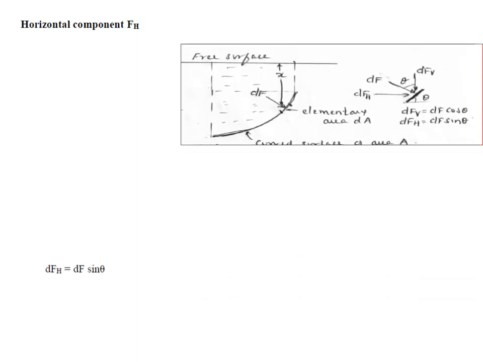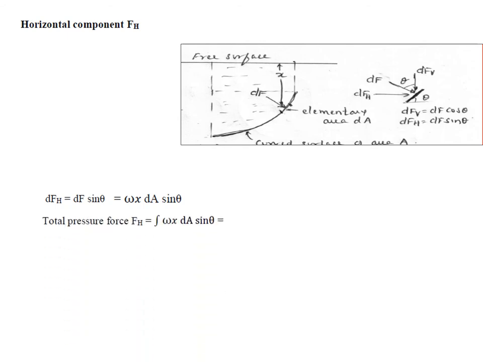Now shall we consider the horizontal component FH? You know that dFH is nothing but dF sin theta, but dF is omega x into dA, and sin theta remains as it is. Therefore dFH, the horizontal force, is nothing but omega x dA sin theta. Now we can consider the entire curved surface to be made up of such elementary areas, find the horizontal force on each of them, and sum it up. So you will get the total horizontal force.